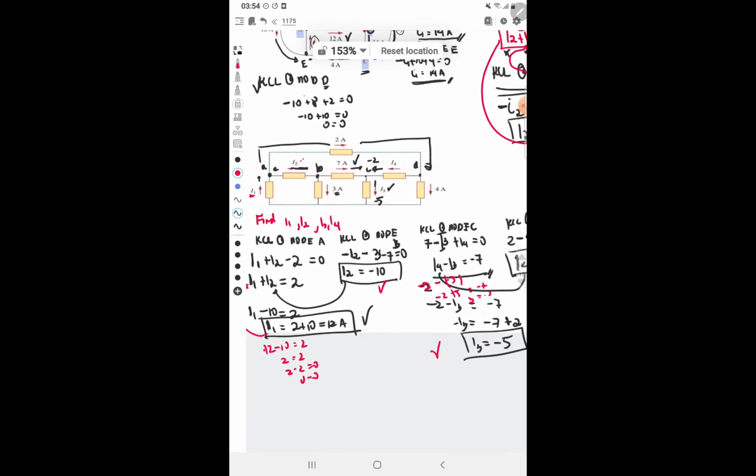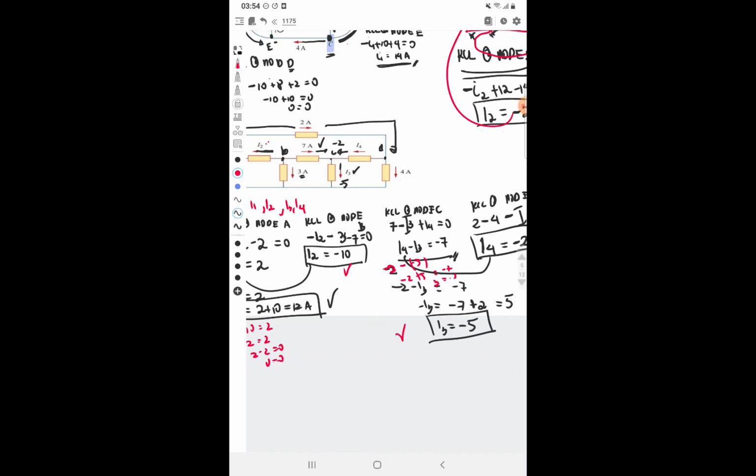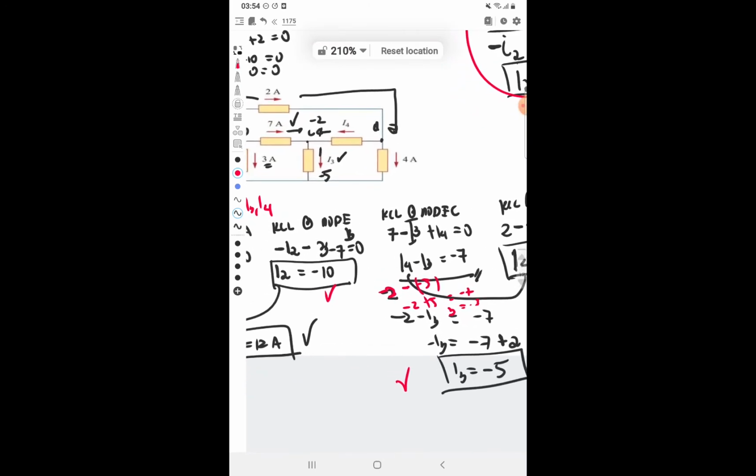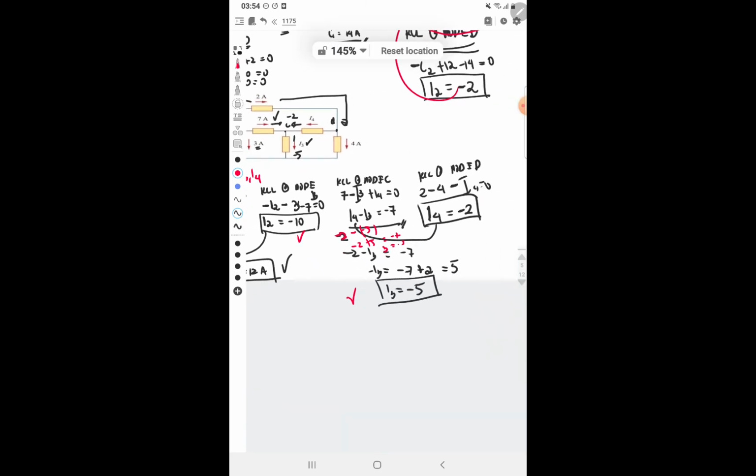Next, dito tayo sa node C. Okay, dito tayo nagkakatalo. So, may current 7 is entering the node. 7 less my I3 which is leaving the node plus 4 equals 0. So, from here, I4 is equal to negative 3 is equal to negative 7.